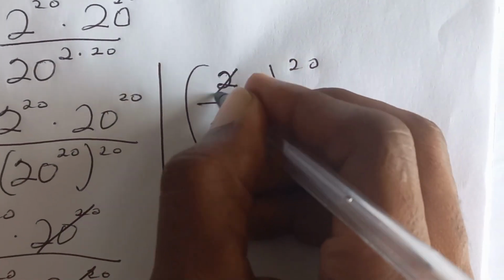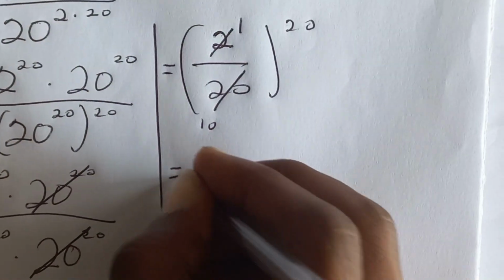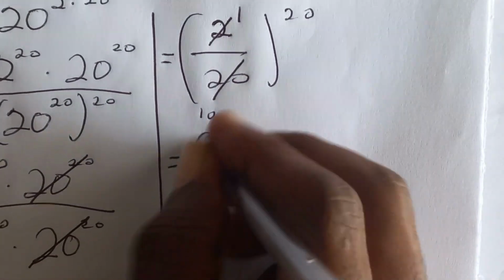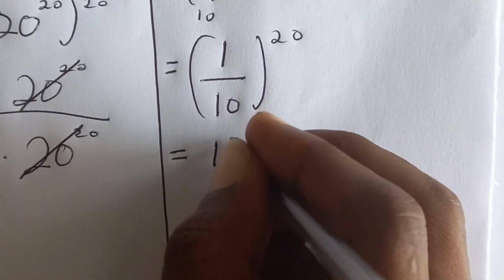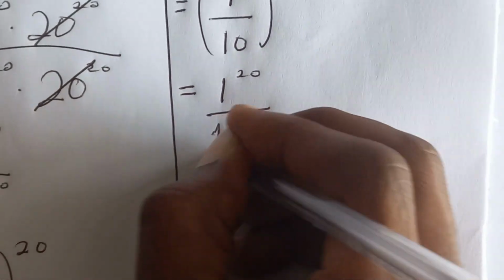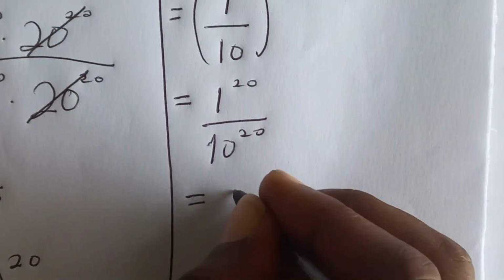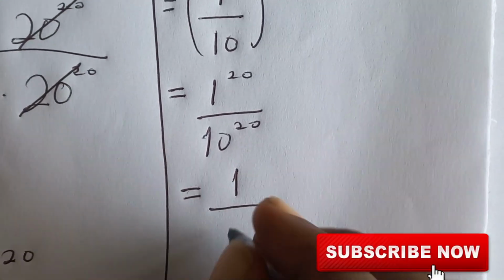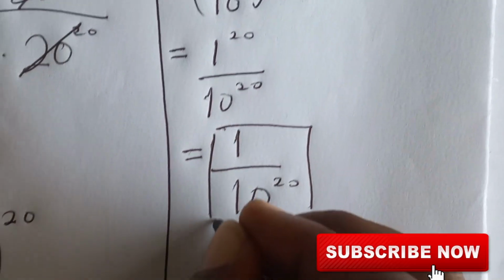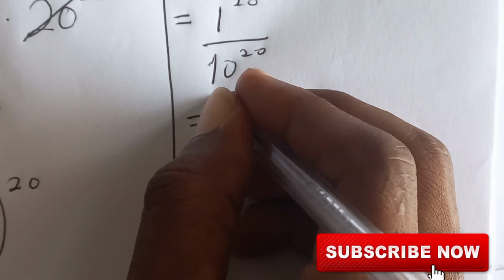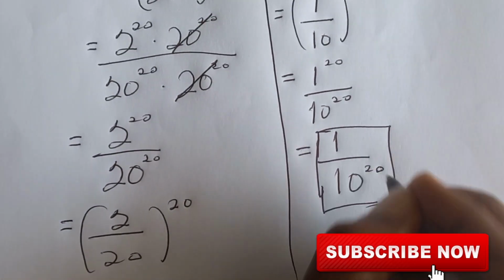2 goes into itself 1, and goes into 20 10 times. We are having 1 on 10 exponent 20, which is the same as 1 exponent 20 over 10 exponent 20. Okay, so 1 exponent 20 is the same as 1, so 1 over 10 exponent 20. So this is our answer for the expression. Okay, so we will be able to simplify this in the simplest form.